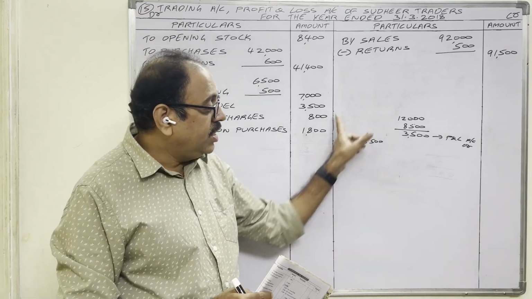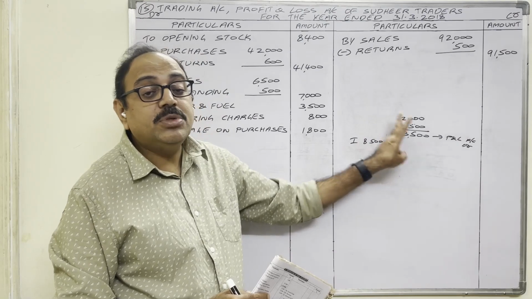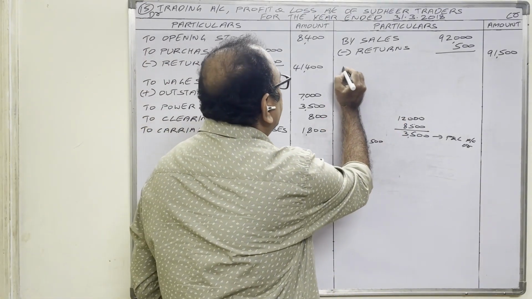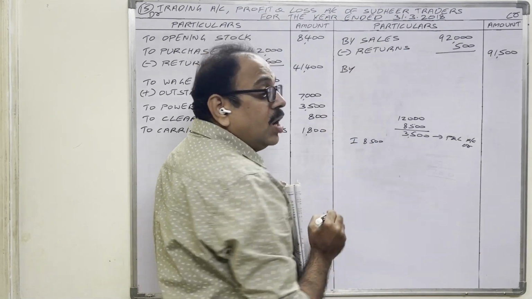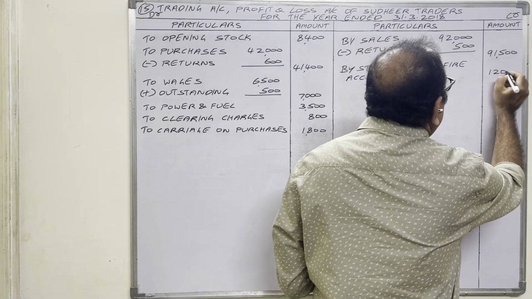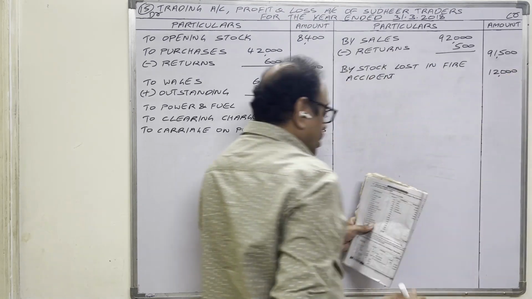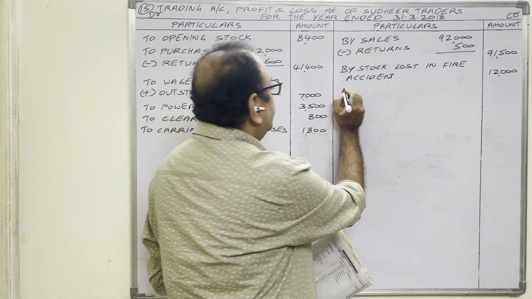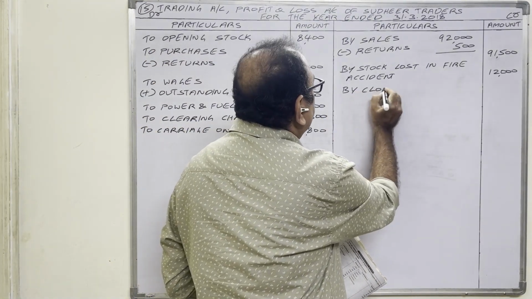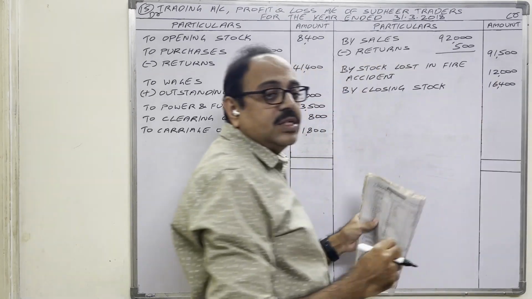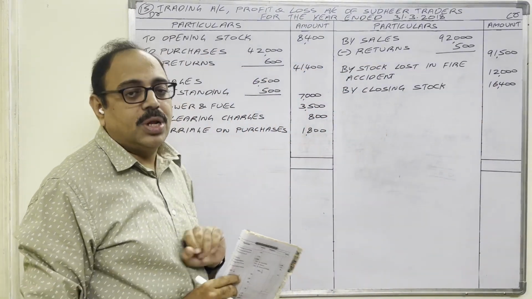So here in this adjustment 3 times we have to show this amount. First, trading account credit side, by stock lost in fire accident, total loss amount 12,000 rupees we should show here. Then finally closing stock, credit side, by closing stock amount 16,400. Everything is completed. Finally 2 set totals.